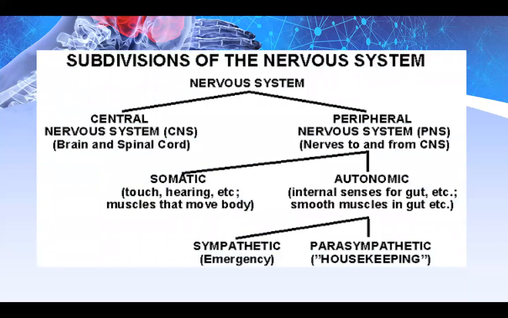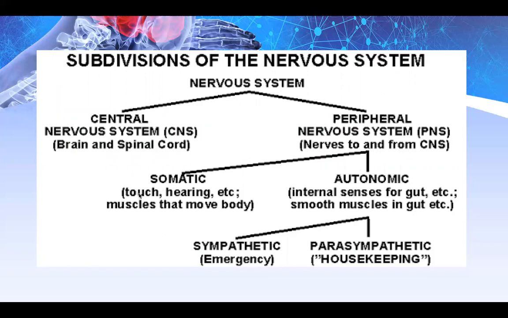Subdivision of the nervous system. Just to sum it up, the nervous system is classified into two: the central nervous system and the peripheral. The central nervous system includes the brain and the spinal cord. The peripheral nervous system is the nerves to and from the CNS. Under the peripheral nervous system, it is classified into two, the somatic and the autonomic.